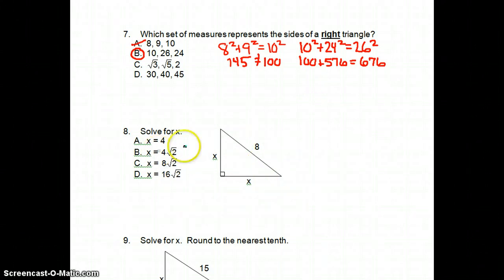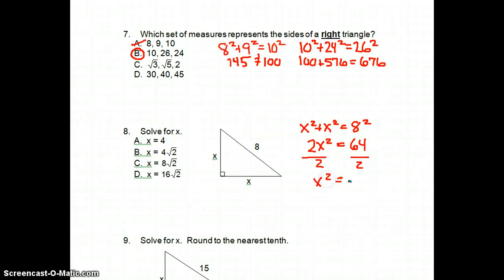Number 8, solve for x. So we've got x here, 8 is the hypotenuse, so we're going to do x squared plus x squared equals 8 squared. X squared plus x squared is 2x squared. That's equal to 64. We're going to get rid of that 2. That gives us x squared equals 32. Square root of 32 is 5.7. So x equals 5.7.